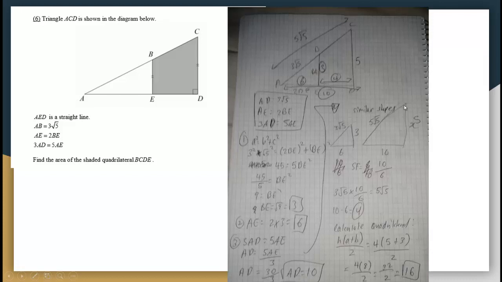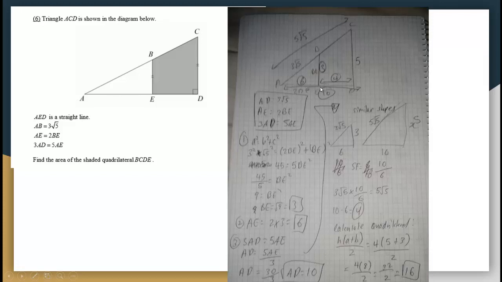I knew that these were similar shapes, so I used the numbers that I worked out from doing this, so this should be x. So we know that these are similar shapes. We work out the scale factor, so 10 divided by 6. This is our scale factor, and then if we want to work out the other side, we know that it's 3 root 5 times 10 over 6 equals 5 root 5.